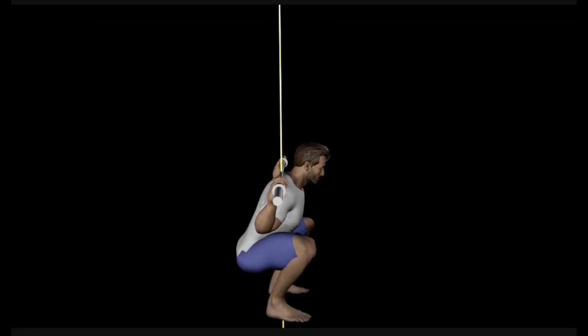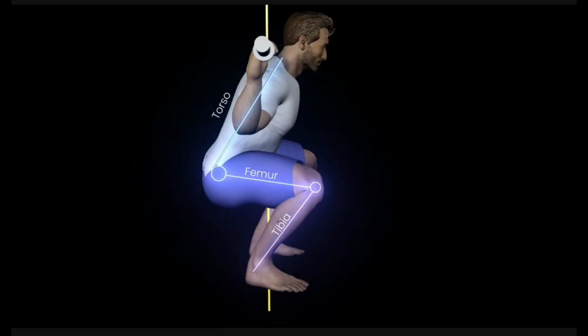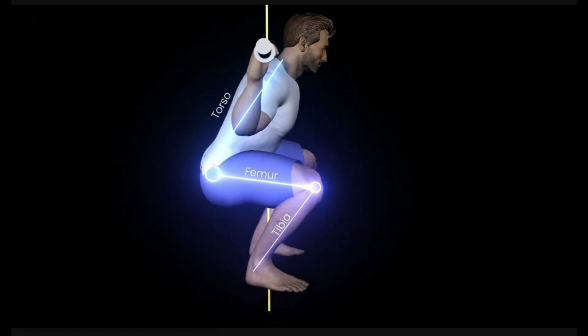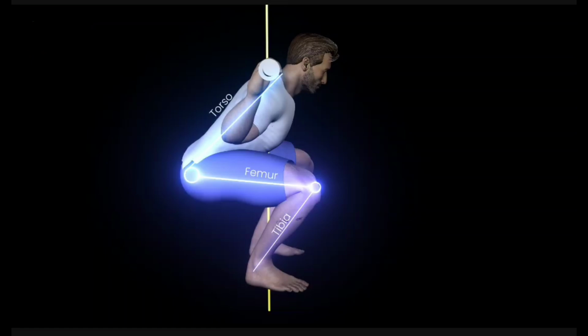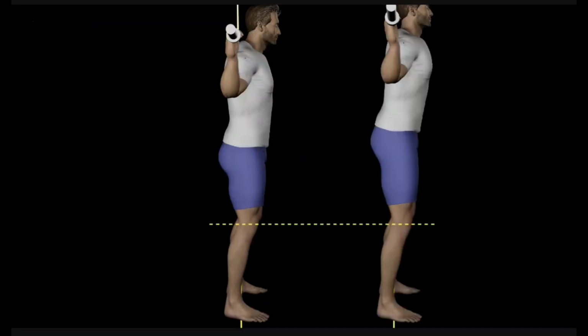Body proportions and squatting. Body proportions can significantly impact the biomechanics and efficiency of performing a squat. Key body parts involved in this include the tibia, shin bone, the femur, thigh bone, and the torso. Individuals with longer femurs relative to their tibia and torso often find squatting more challenging. They may need to lean their torso forward more to maintain balance.